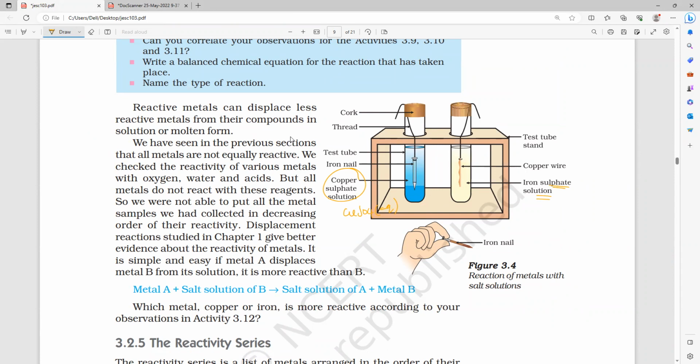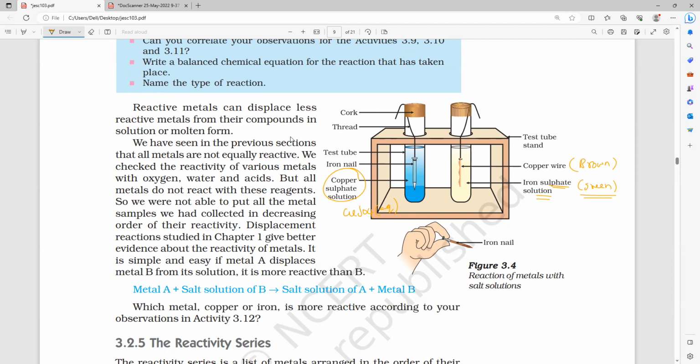Am I right or wrong? Please respond, all of you. And the iron nail is coated with a brown color. What is that brown color indicating? Anybody? Copper. And what is the iron sulfate solution color?